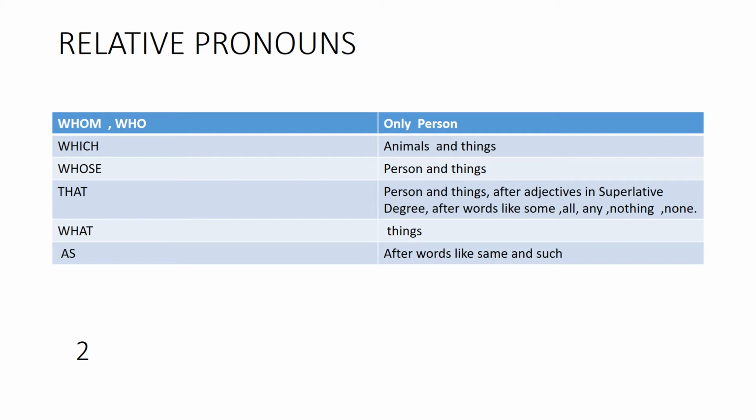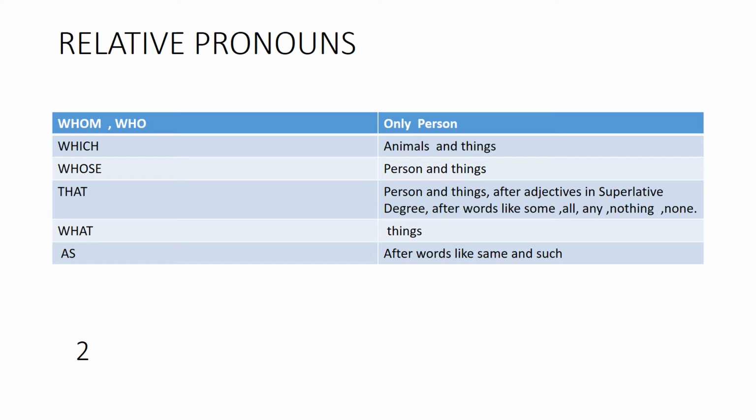The pen whose nib is broken cannot be used now. The relative pronoun that is used after persons and objects, after adjectives in the superlative degree, and after words like some, all, any, nothing, none. Let's make some examples. He is the fastest runner that we have ever heard. All that she spoke was relevant to the topic.